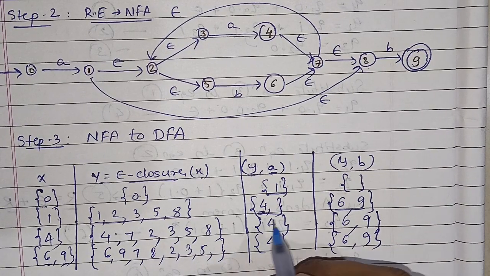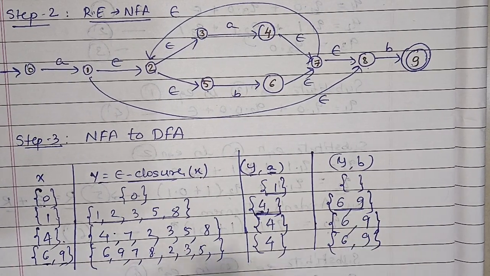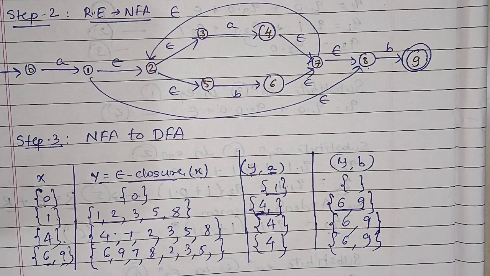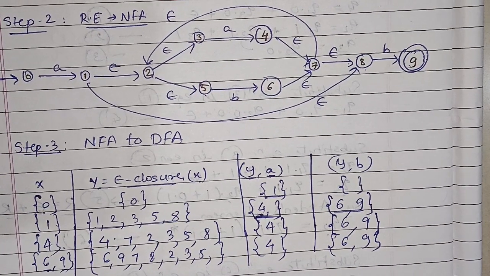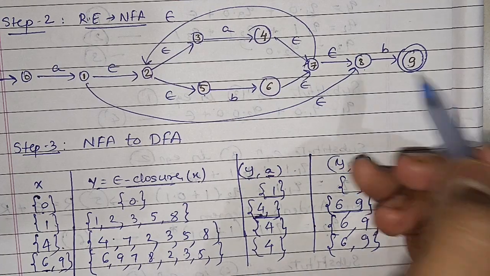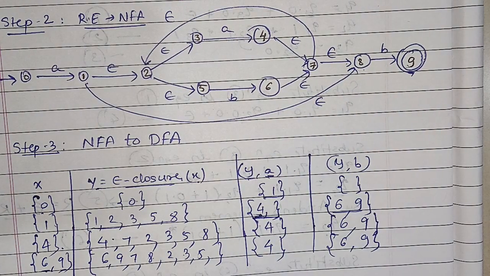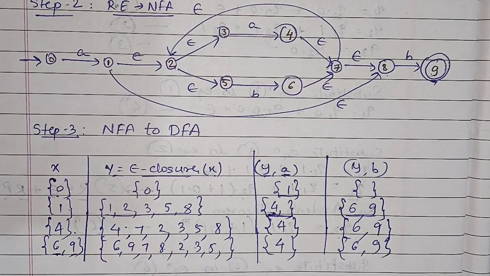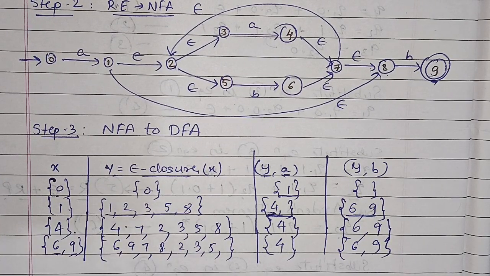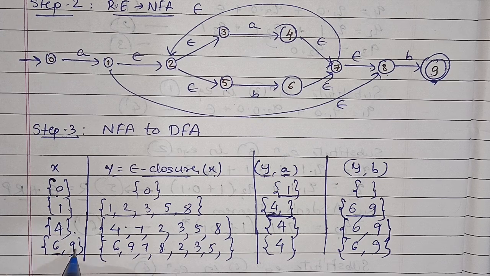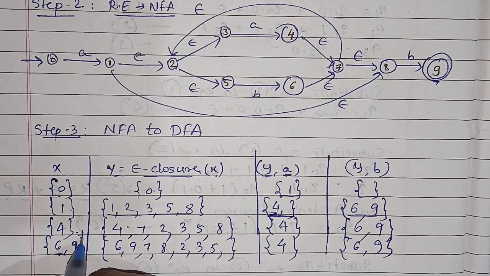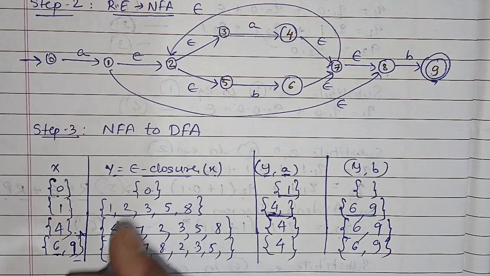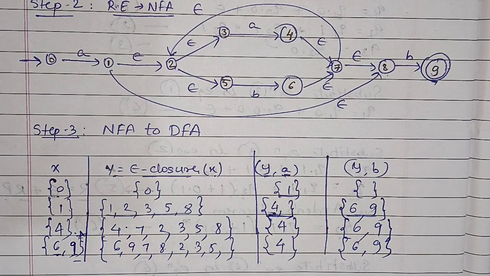Now see, I have taken this 4 here and 6 comma 9 here, but these all are the same, means no new combination. So I will stop this step here only. As I told you in the previous videos, 9 is a final state. If any one of these contains 9, that will be a final state. Since this contains 9, this is a final state. I will mark it with a star here. So you have to keep some space so you can draw the star here.